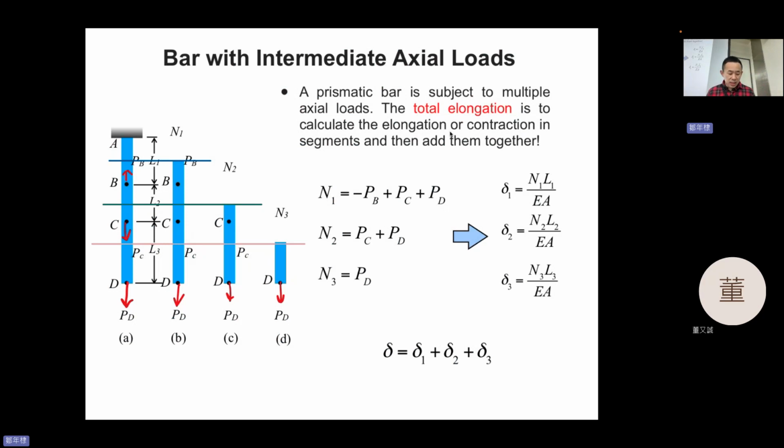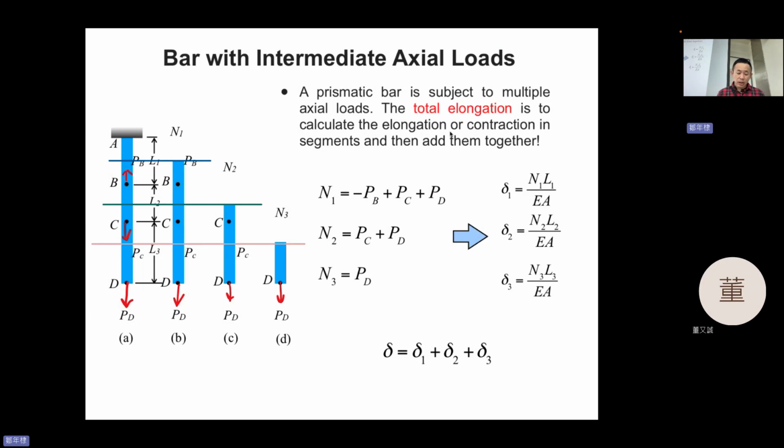This is a little bit complicated, so let's take a look. There's a bar. Here is only one bar. These three are free body diagrams: you just cut it and get this one. So they are all the same bar, only one bar here. But this bar is subjected to three forces: up, down, down.